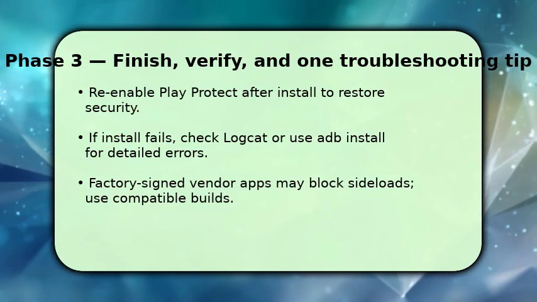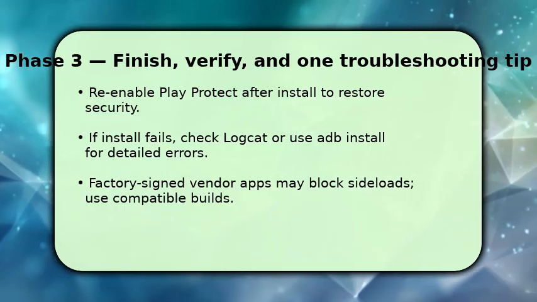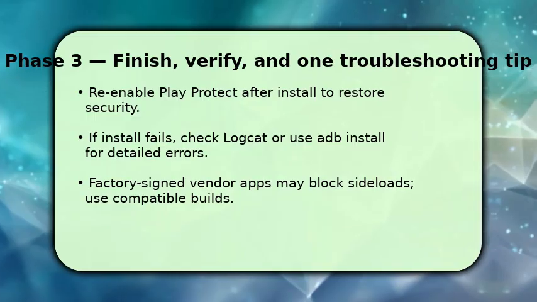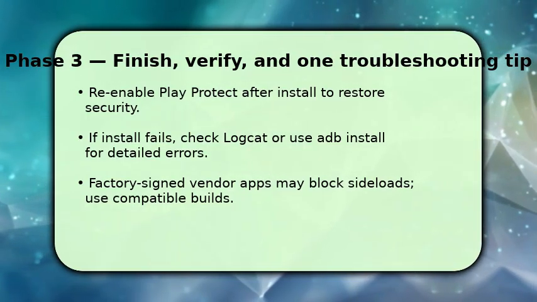Finish by re-enabling Play Protect to restore normal security. Leave scanning on. If problems persist, use a DB install from a computer. This provides explicit error messages so you know if it is permission, signature, or manifest conflict.